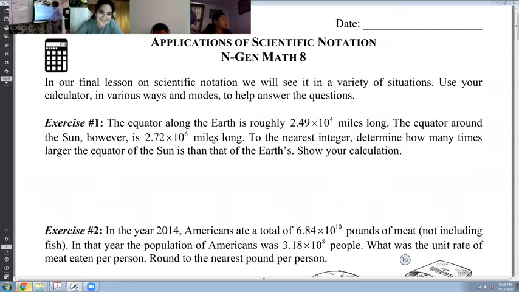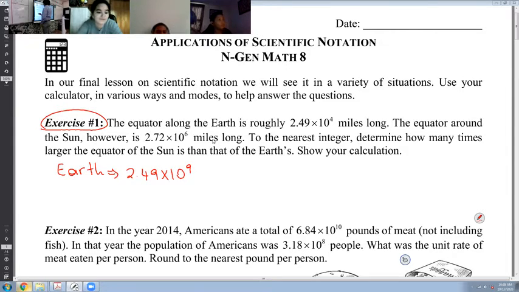Okay. Exercise 1, yes. The equator around the Earth is roughly 2.49 times 10 to the power 4 miles long. The equator around the sun, however, is 2.72 times 10 to the power 6 miles long. To the nearest integer, determine how many times larger the equator of the sun is than that of the Earth's. Show your calculation. All right. I put the numbers here, and 2.72 times 10 to the power 6.